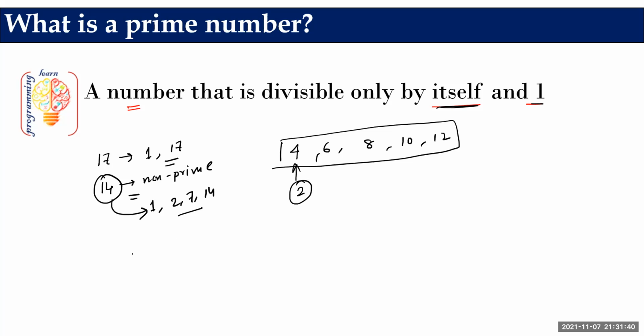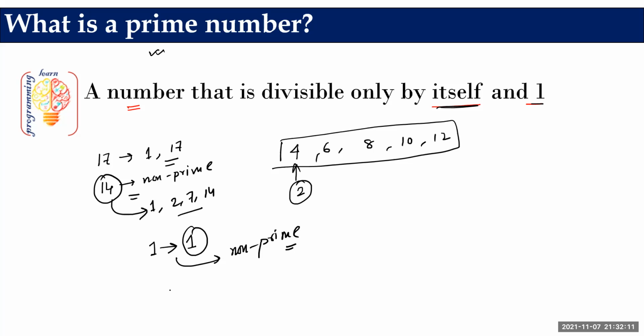Apart from that, let us take a few other numbers, such as 1. Is 1 prime or non-prime? According to the definition of a prime number, the number must have two divisors; only then can it be prime. But 1 is divisible only by 1. It has only one factor, not two divisors. So it is a non-prime number.